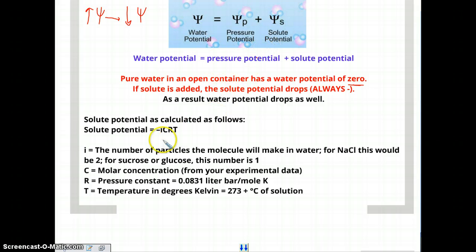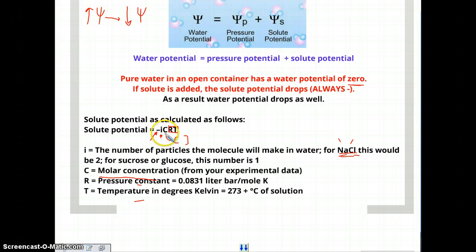Now, solute potential is a little more complicated. If we look, there's a negative value in front of solute potential. Now, these different terms certainly have meaning. R and T are constants related to pressure and temperature. C simply stands for the concentration of the solute, okay? And then i is the number of particles into which it will dissolve. So, for instance, sodium chloride will dissolve into 2 different ions, so that would affect that variable.